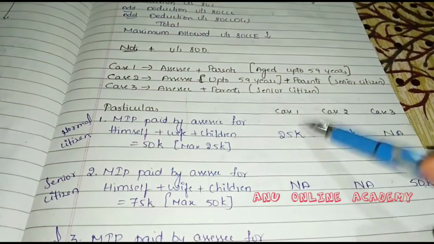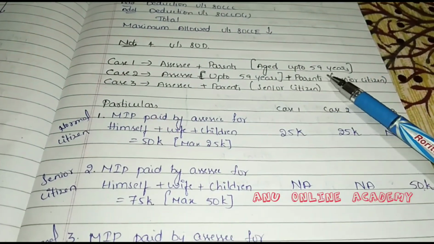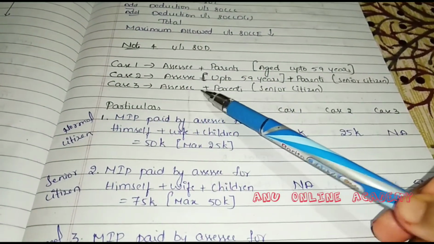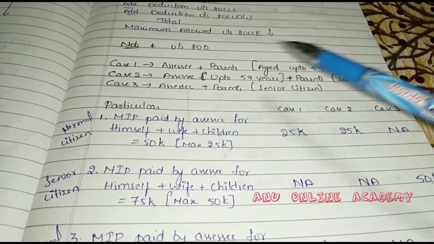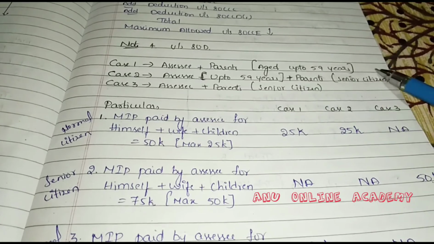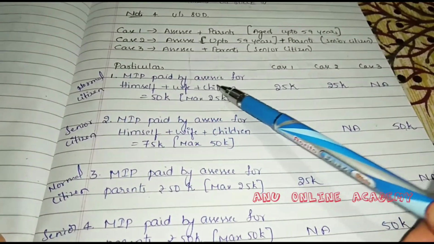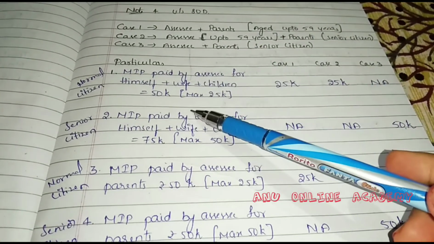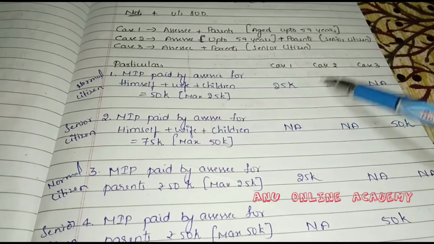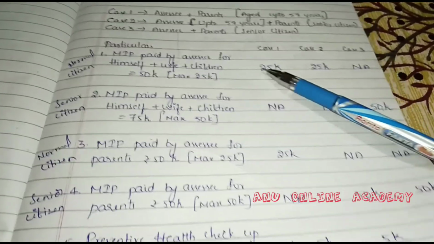Case 1, case 2, case 3. In case 1, assessee plus parents aged up to 59 years. Case 2, assessee up to 59 years plus parents senior citizen. Case 3, assessee plus parents senior citizen. And see, normal citizen: medical insurance premium paid by assessee for himself, wife, children 50,000, maximum 25,000 in case 1. Case 2, 25,000. And case 3 not applicable.